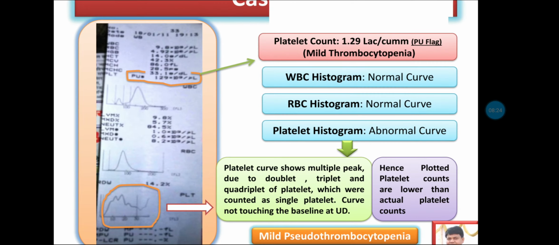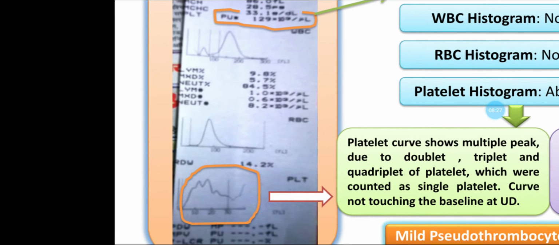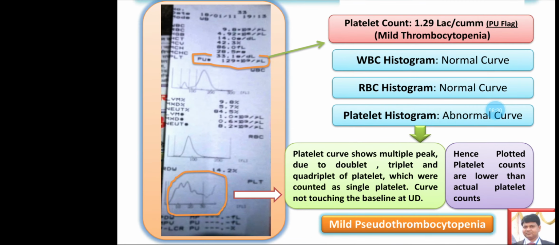So this is case number 1. This is the original case we have taken, and you can see the CBC strips. Note the orange encircled area, where there is a platelet count, and this platelet count was 1.29 lakhs per cubic mm. We can see there is a PU flag, which means the platelet upper discriminator is abnormal.